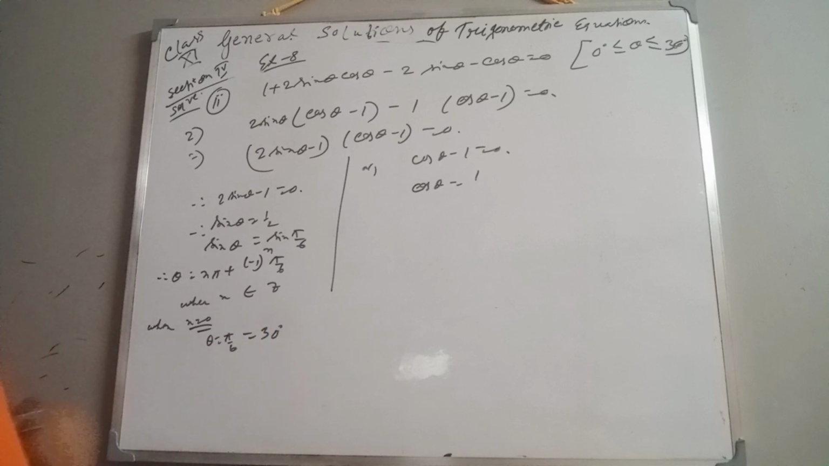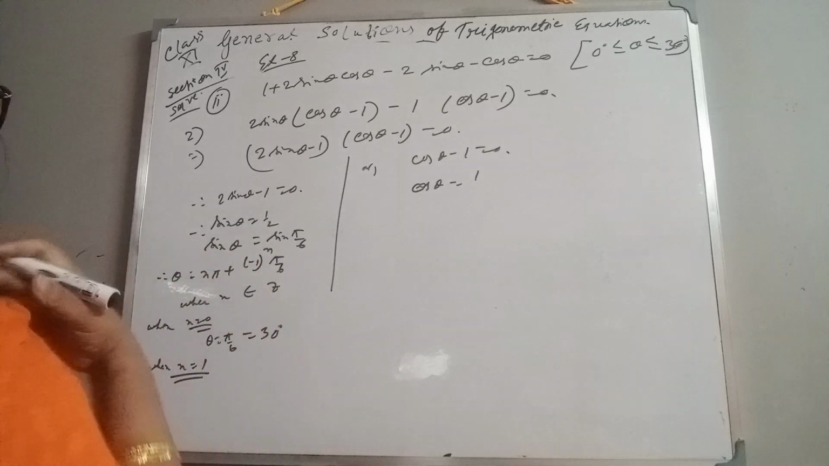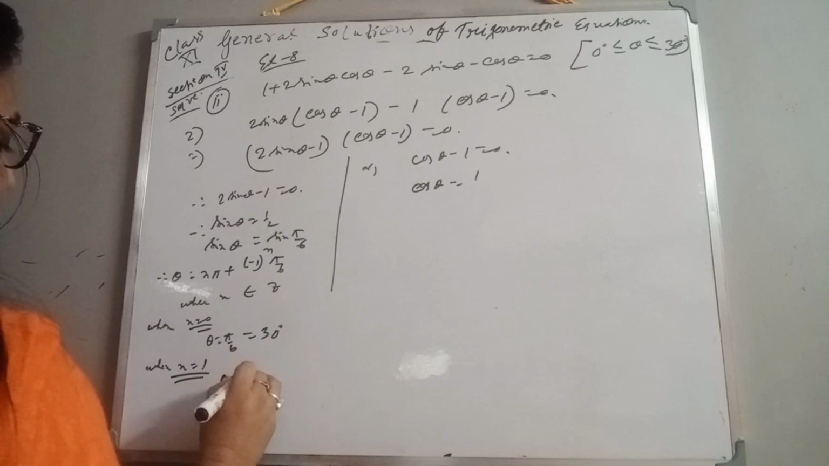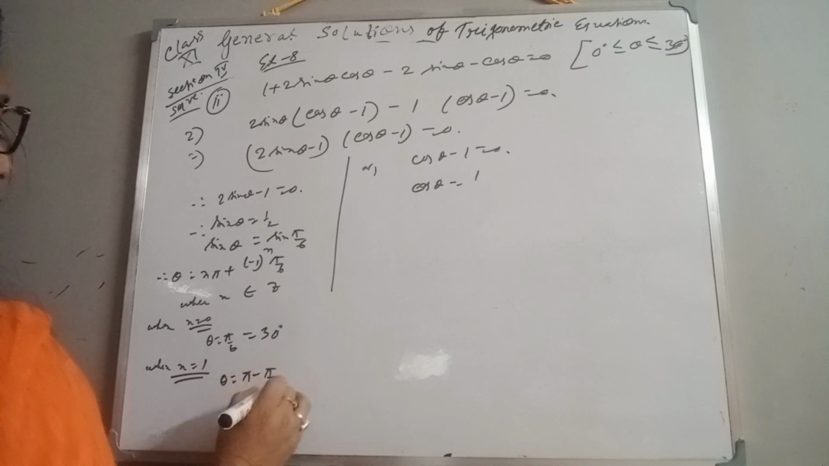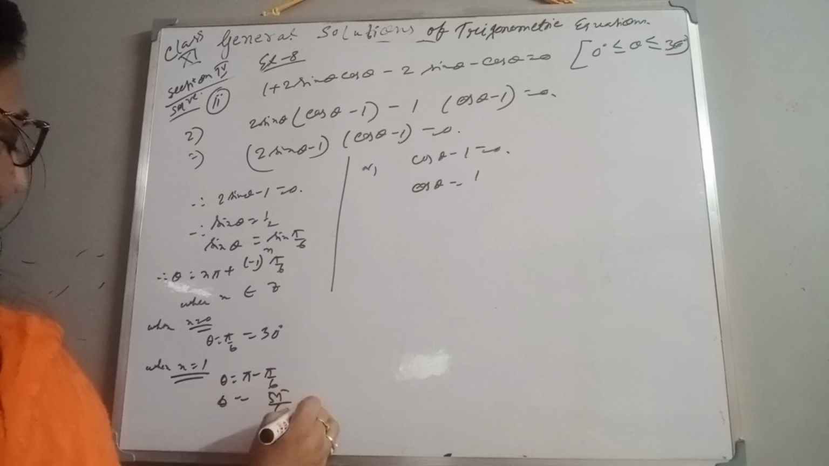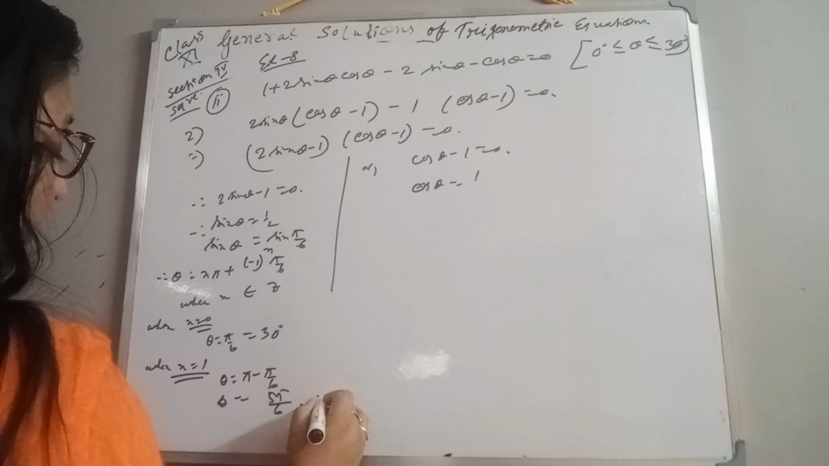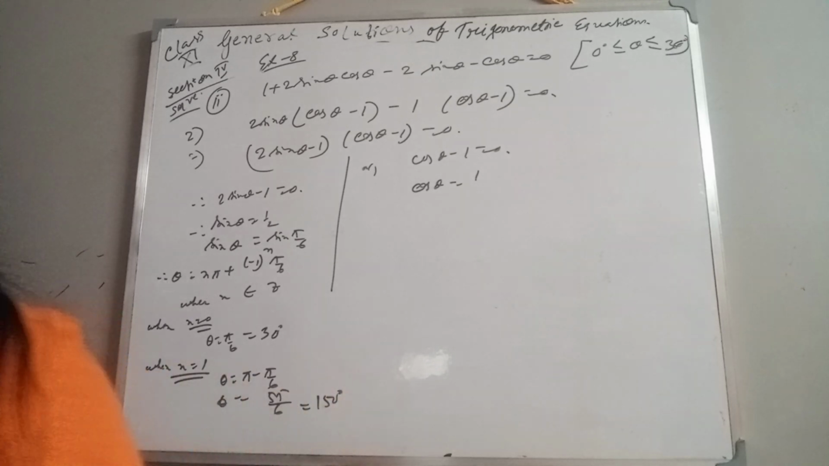Next, when n is equal to 1, then what we will write? This is pi minus pi by 6. So theta is coming pi minus pi by 6, so 6 pi minus pi, 5 pi. So it is coming 5 pi by 6. 5 pi by 6 means 5 into 30, 150 degree. So the value is 150 degree.